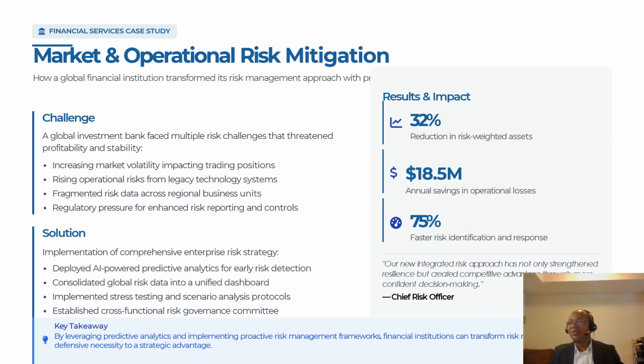A 32% reduction in risk-weighted assets, 18.5 million in annual savings in operational losses, and 75% faster risk identification and response. And the Chief Risk Officer has this to say. He said, our new integrated risk approach has not only strengthened resilience, but created competitive advantage through more confident decision making.